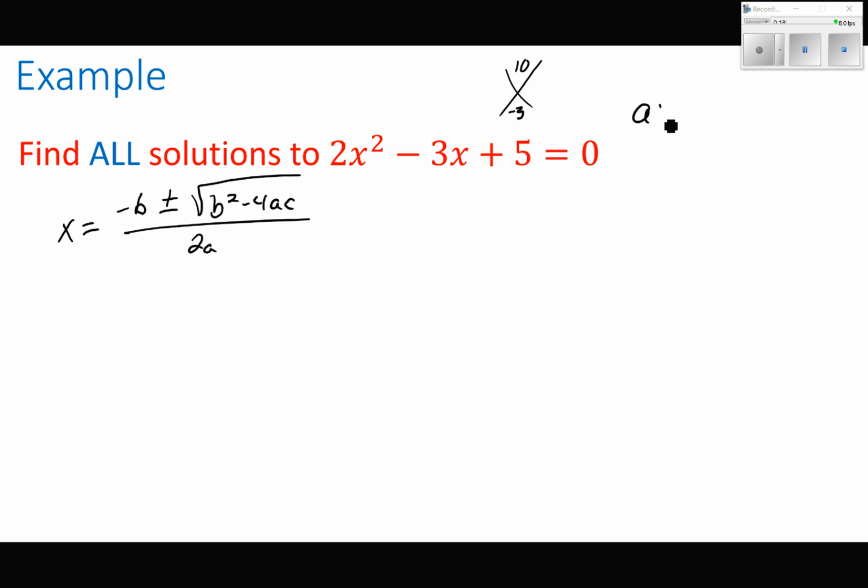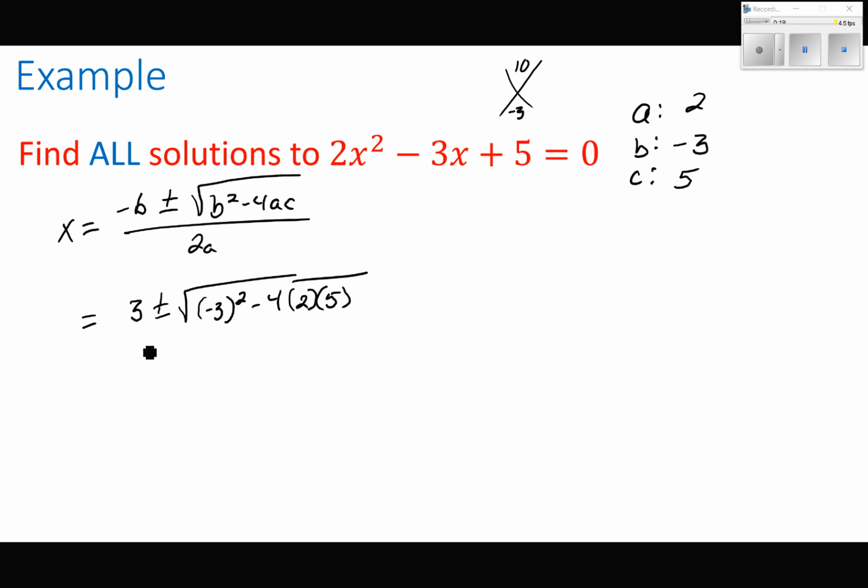What is my a, my b, and my c in this quadratic that they give me? What's a? 2. What's b? Negative 3. What's c? 5. Okay, so negative b, or you can think of it as the opposite of b, is going to become positive 3, plus or minus the square root of negative 3 squared minus 4 times my a, which is 2, my c is 5, all divided by 2 times 2.